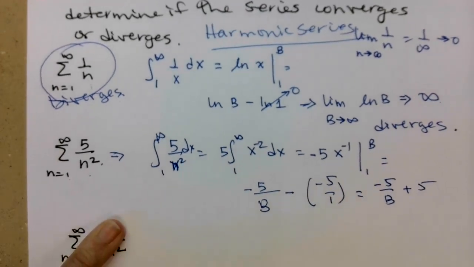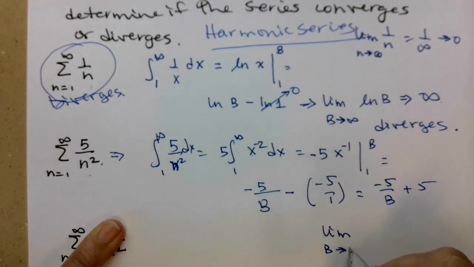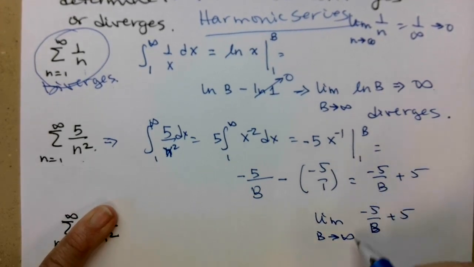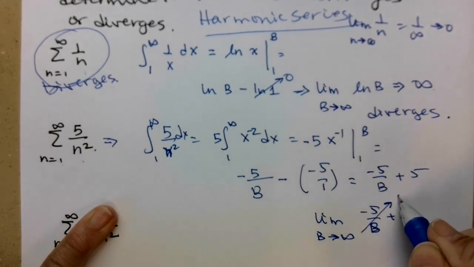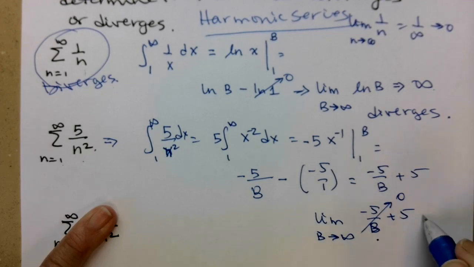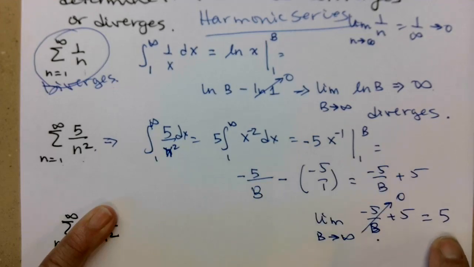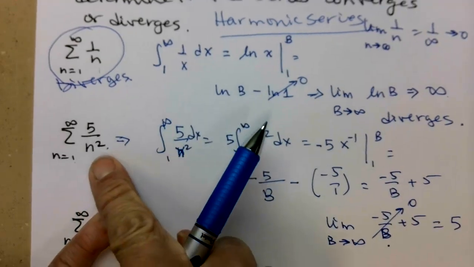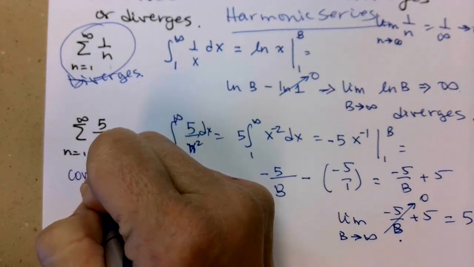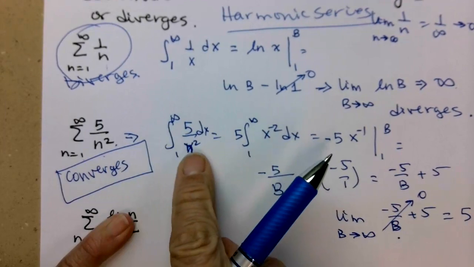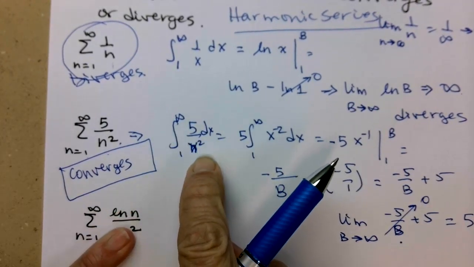All right, are you with me? So now let's do the limit. So now we're going to take the limit as b goes to infinity of negative 5 over b plus 5. Too many letters. Okay, so as b gets big, this first term does go to 0 because I've got a b only in the denominator. So this integral converges to 5. So that means that my series also converges. I don't know what to, I just know that it does converge. It converges because the corresponding integral converges.